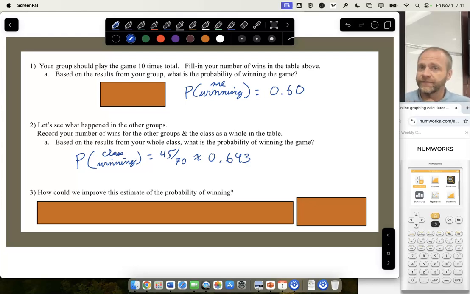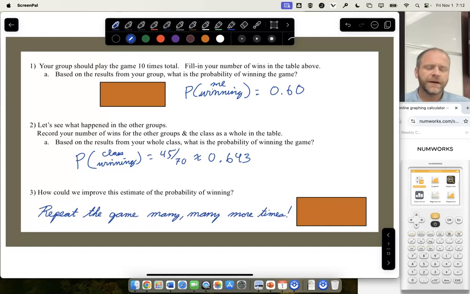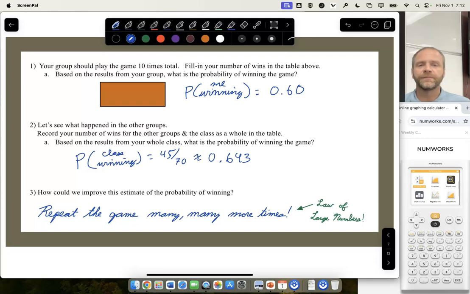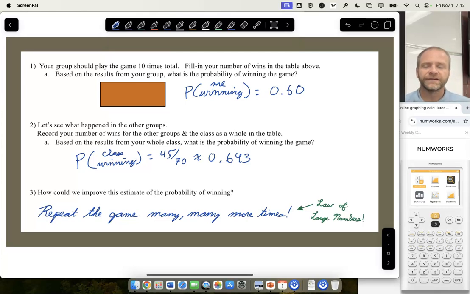We did it many, many times, not quite many, many times. We did it a total of 7 times. I guess that's not a lot. But man, if we could do it many, many, many, many times, that would give us a better idea of what the true probability of this event is going to be. And that's really what question 3 is asking us. How could we do this better? I only did it 7. What if I did it 700 times? In that case, I'm going to get closer and closer and closer to the true probability of winning that game. That is really what the law of large numbers represents: if we do it many, many, many times, we are going to get closer and closer to the true probability that we're looking for.